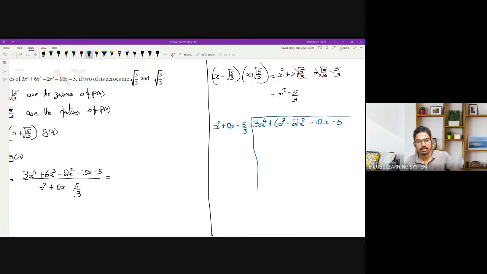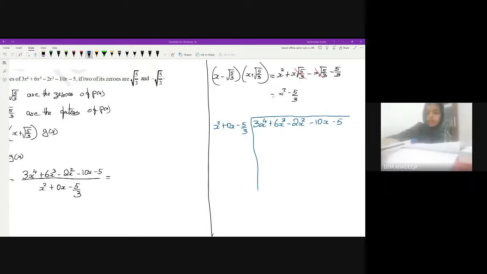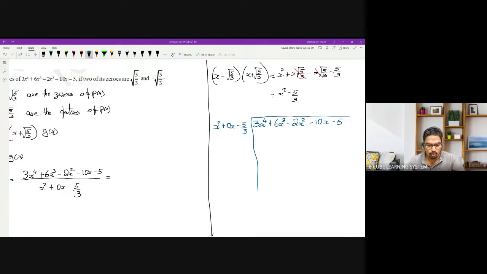One more minute to complete the division. What's the first term? 3x square. 3x raised to 4 divided by x square gives 3x square. Even though there is negative 5 by 3, it doesn't matter, multiply both, the 3 gets cancelled. I hope you got it.